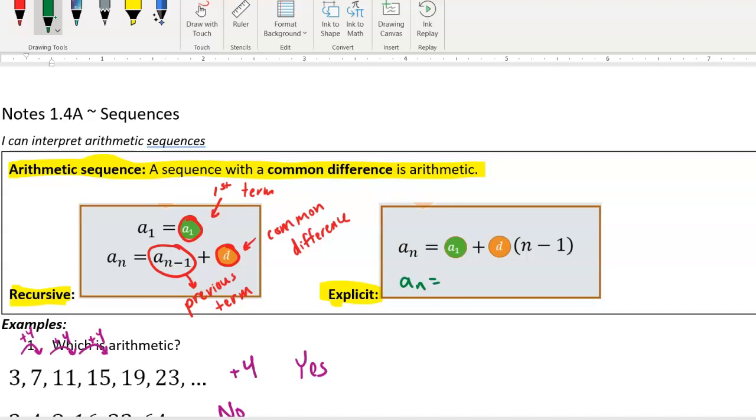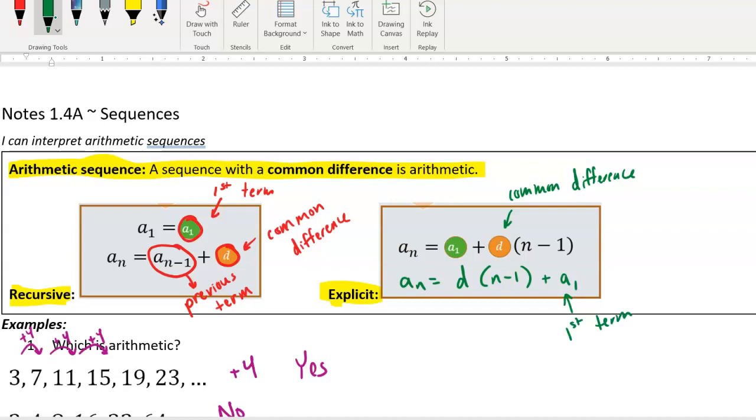This is what I would encourage you to do. I would write it down like this: constant difference times n minus 1 plus our first term. So again, the common difference would go here, and this would be our first term. I would write it in that order.